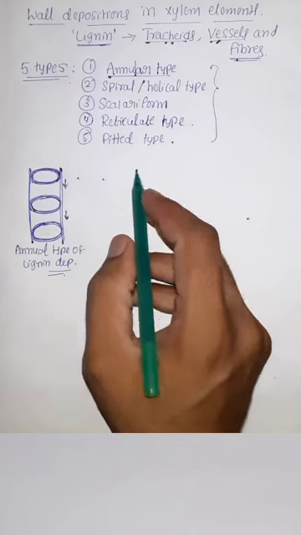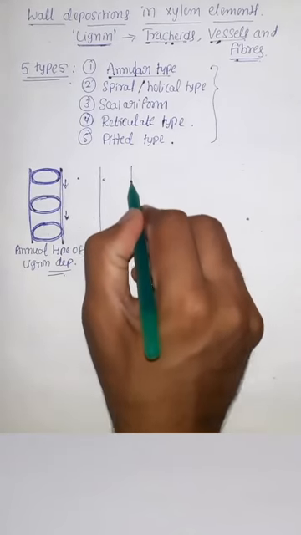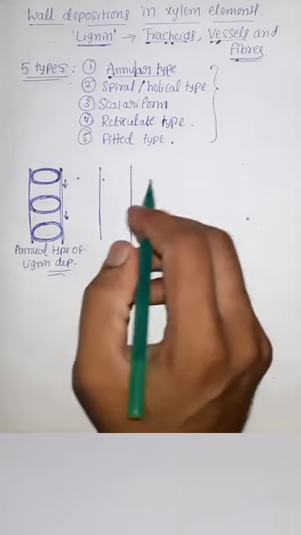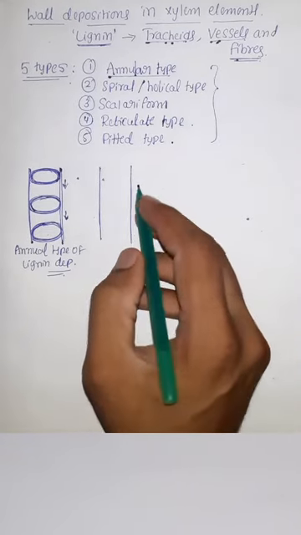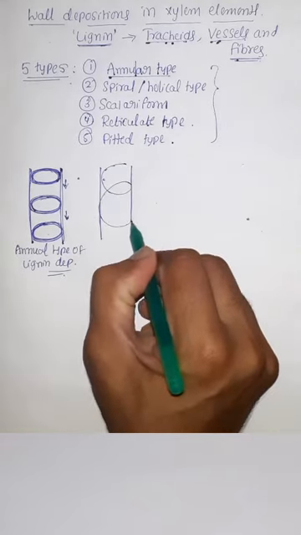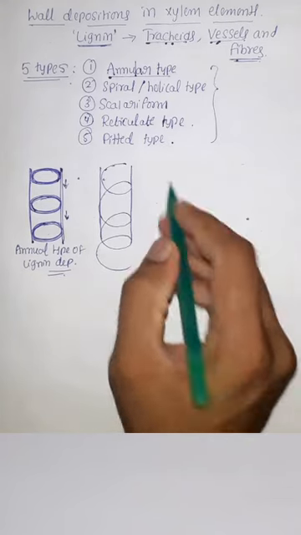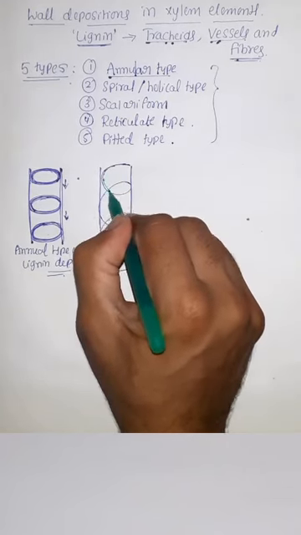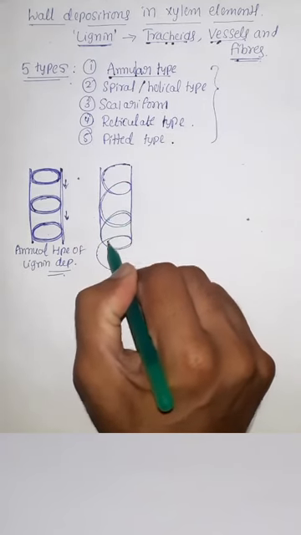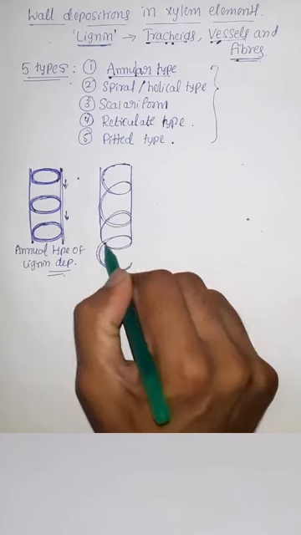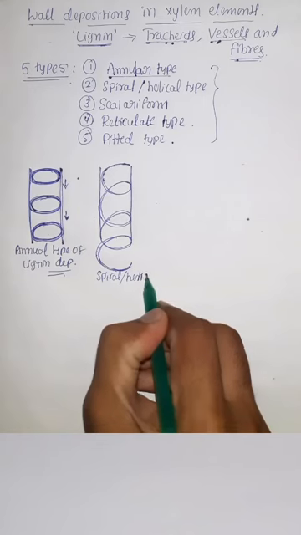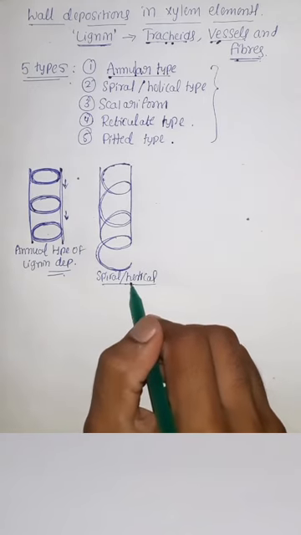Second type is spiral type of wall deposition. This is the primary wall of the cell. Here the lignin is deposited in a spiral manner like this, meaning the lignin is depositing only on these lines. This type is known as spiral or helical lignin wall deposition.